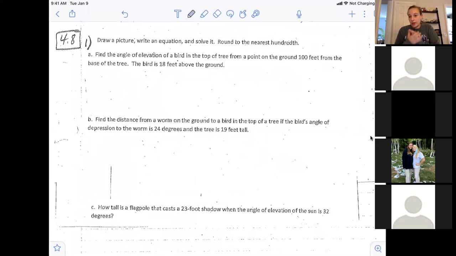This is actually kind of a good practice from 4.2, which is going to be on your test tomorrow. So again, I'm sorry we're doing things out of order, but I did think if I had to move forward, this is a good one to move forward with because it's very similar to what you're going to be tested on. So we're just doing some word problems.